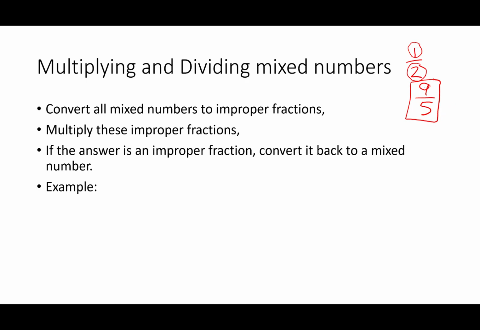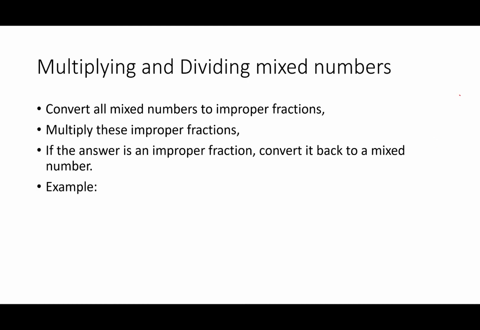For example, 9 over 5 is the same as 9 divided by 5, and if we do that, we will get 1 and a remainder of 4 over 5. So this is our mixed number. Today we will look at multiplying and dividing mixed numbers.